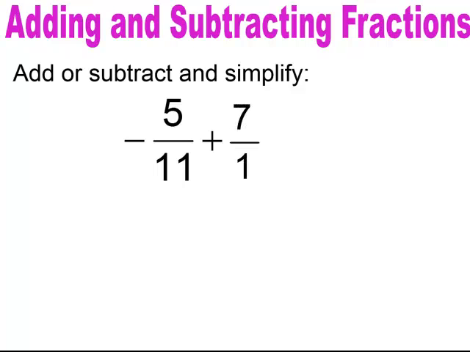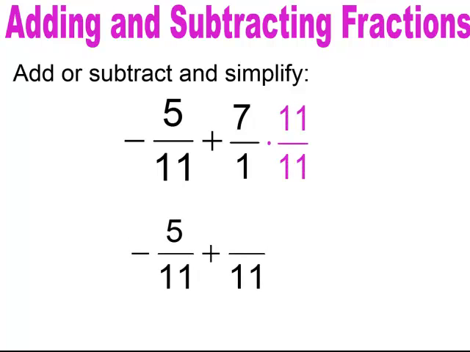So again, I'm putting that over 1. My denominator is going to be 11. I keep the first fraction. I multiply the second by 11 over 11. I have my converted fractions, and I do the subtraction here. My answer would be 72 over 11.